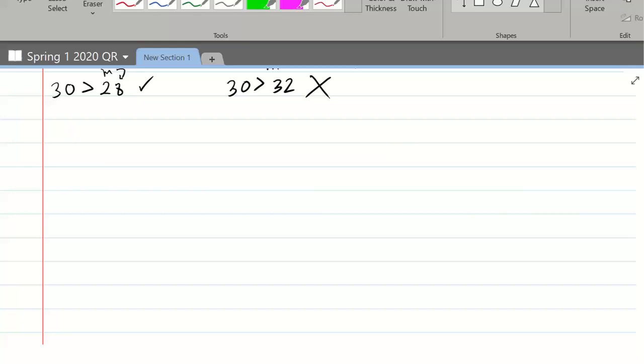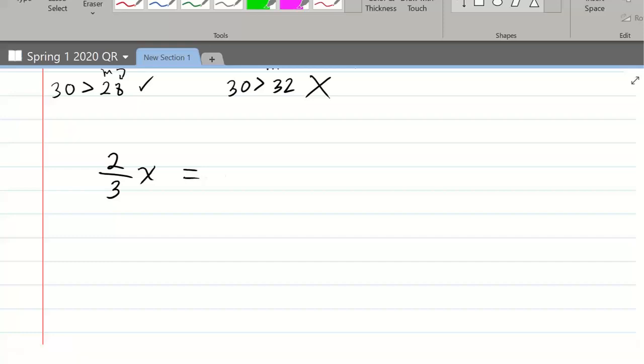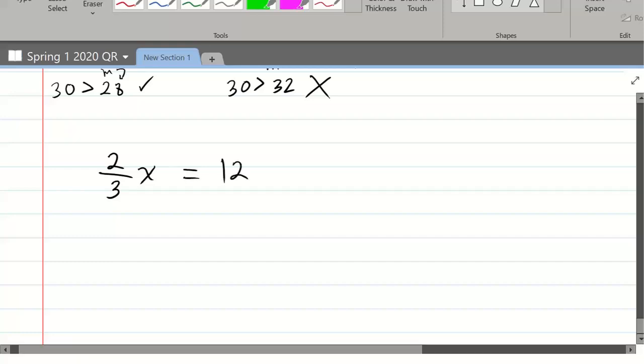Also, I want to show you guys a trick on getting rid of fractions, right? So let's say you had 2 over 3x is equal to 12, right? You want to get x by itself. Now, this is a fraction, so you want to get rid of this entire fraction, right?